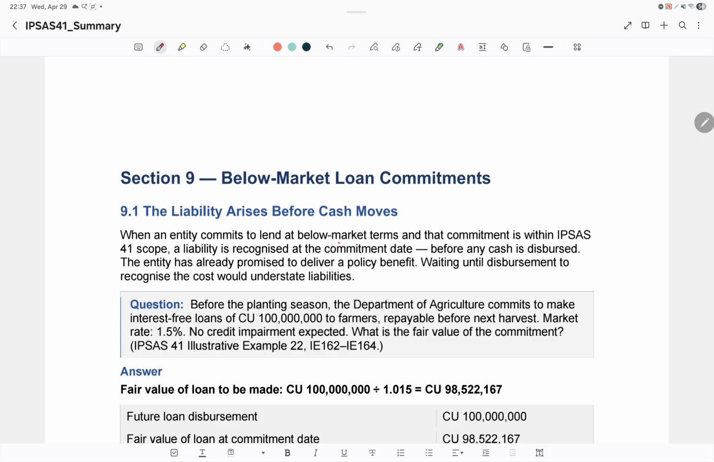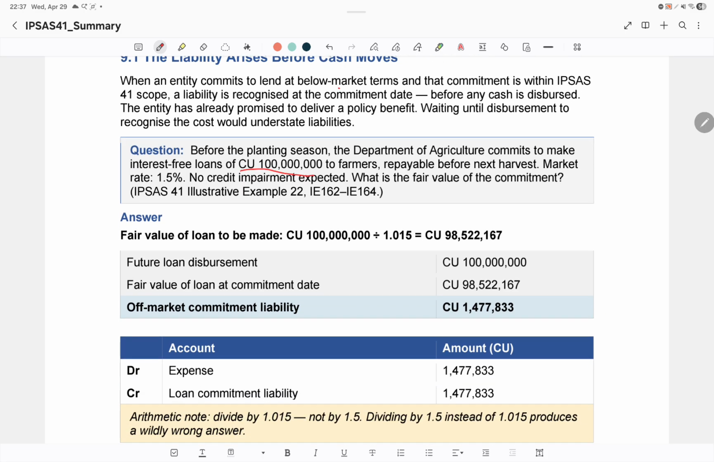Before the planting season, the Department of Agriculture commits to make interest-free loans of currency unit 100 million to farmers, repayable before next harvest. The market rate is 1.5%. No credit impairment expected. What is the fair value of the commitment? The fair value of the loan to be made is 100 million.